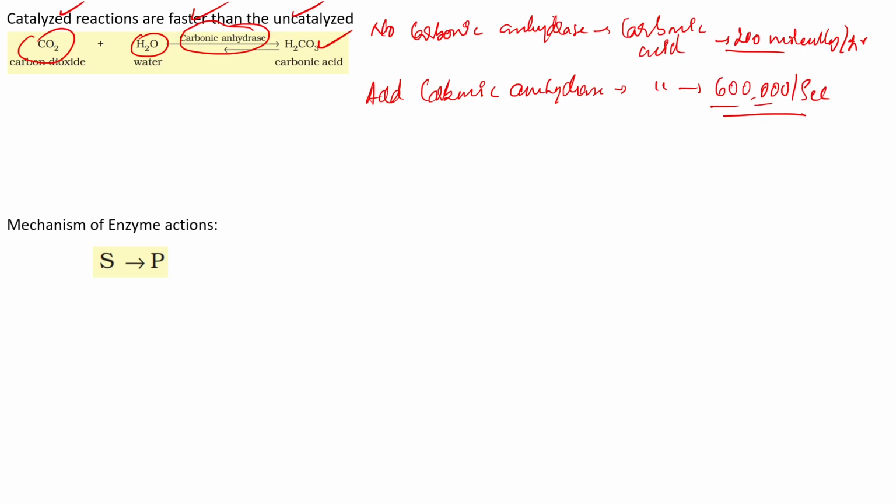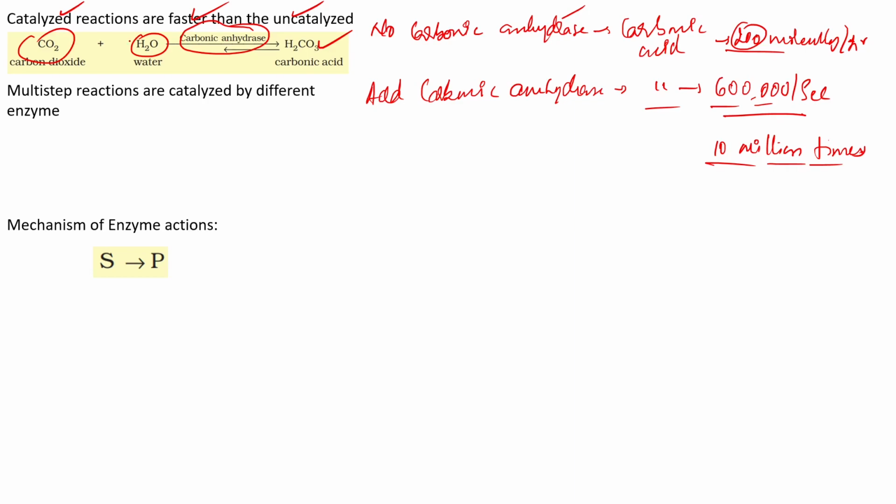So in the absence of carbonic anhydrase, the number of carbonic acid molecules formed was around 200 per hour. But the moment we add carbonic anhydrase, the formation of carbonic acid has increased from 200 per hour to 600,000 molecules per second. So we can say that around 10 million times the reaction has sped up. That is what we can derive. Hence, by adding enzymes or catalysts, reactions can speed up.